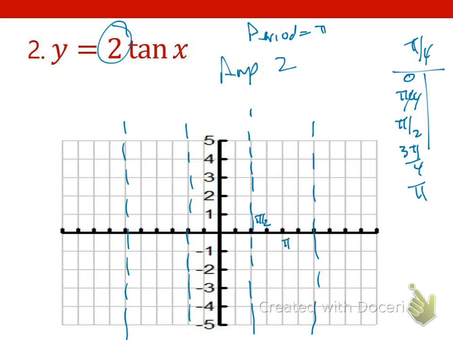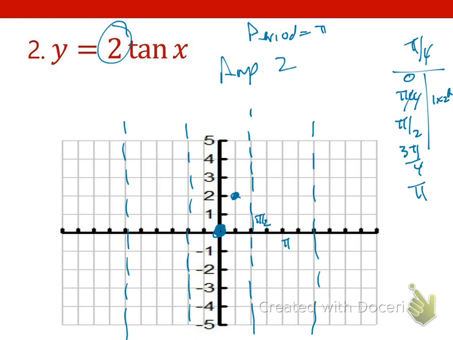Okay? Now, at 0, tangent of 0 is still 0. 0 times 2 is 2. Tangent at pi over 4, which is this tick mark, and we can even use the table. Tangent of pi over 4 is 1, but then we got to multiply it by 2 because of the amplitude, and so this becomes just 2. So now this point goes at 2.